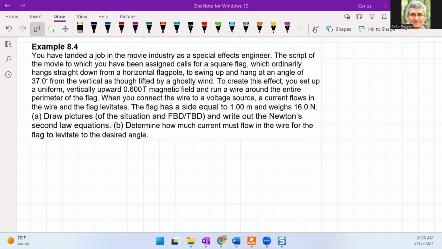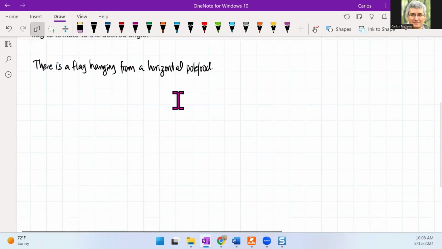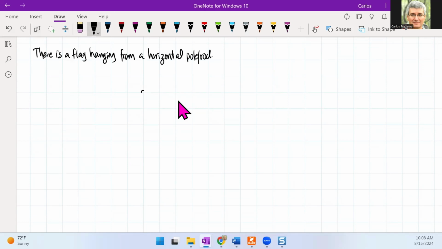So let's draw a good picture because this may be hard to visualize. There is a flag hanging from a horizontal pole, or rod. So I'm imagining a picture something like this. Here's going to be my pivot point, or where it's connected to the wall. And then I'm going to have a flag that's something like this. So right here is the actual pole that's holding up the flag.